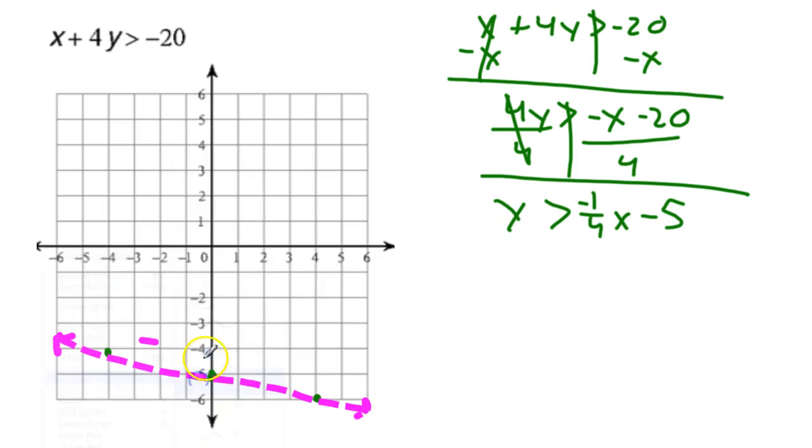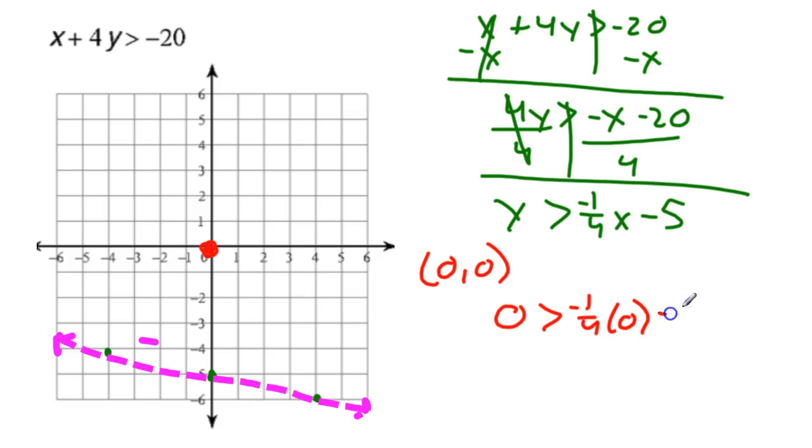So now I need to test a point. You can choose any point you want as long as it's not on this line. 0, 0, that one's going to be the easiest most of the time because zeros cancel things. So let me test it. I put in 0 for y. 0 is greater than negative 1 over 4 times 0 minus 5. Negative 1 over 4 times 0 is just 0. So is 0 greater than negative 5? Yes, it is. It's true.